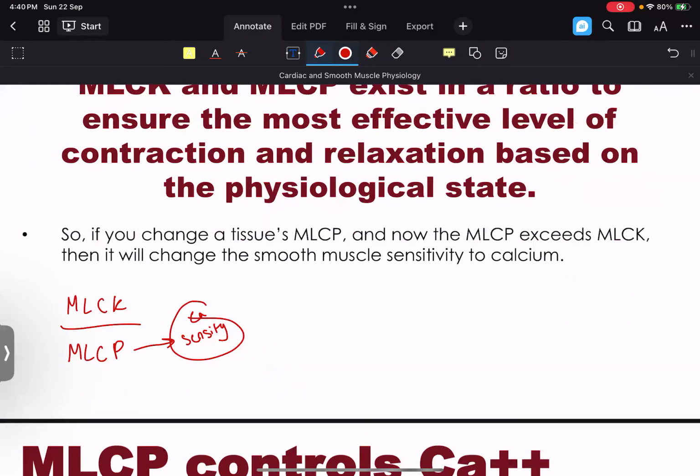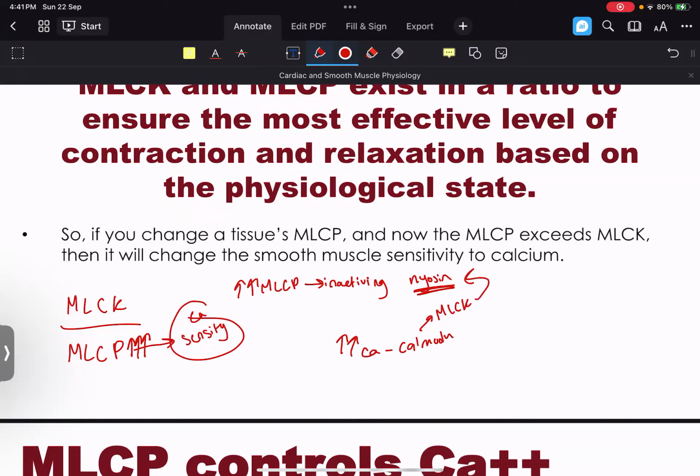When you're increasing the ratio of the MLCP, what's going to happen is that you're basically inactivating more myosin. Let me just write this down for you. MLCP increases and you're inactivating more myosin. If the myosin is inactivated, then that means it doesn't matter if you have a normal amount of calcium, right? Because the calcium is going to bind to calmodulin. And once it binds to calmodulin, it's going to go to the MLCK, but the MLCK cannot act on an inactivated myosin. Do you guys get this concept?